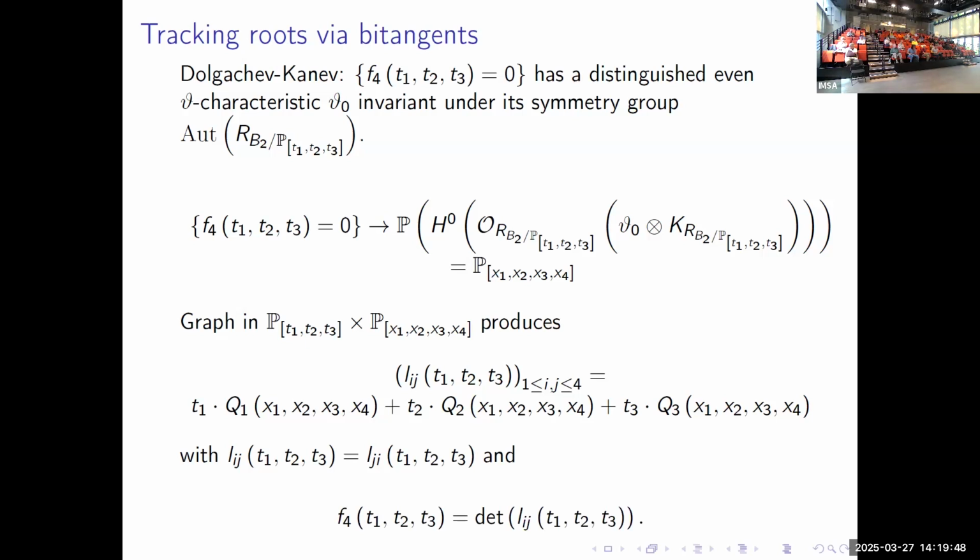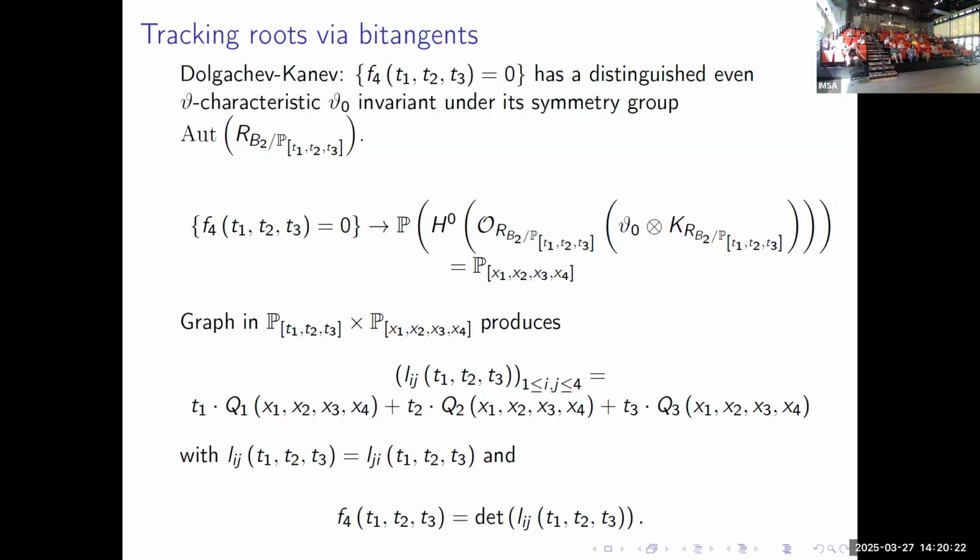Okay, and the determinant of that thing is the original. So it's a linear determinantal presentation of the 4th degree plane curve. Is that okay? Distinction of the theta characteristic. I'm sorry, what distinguishes that theta characteristic?